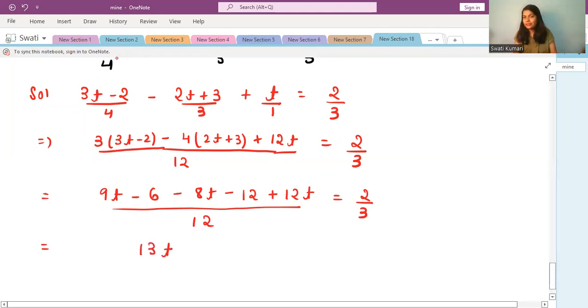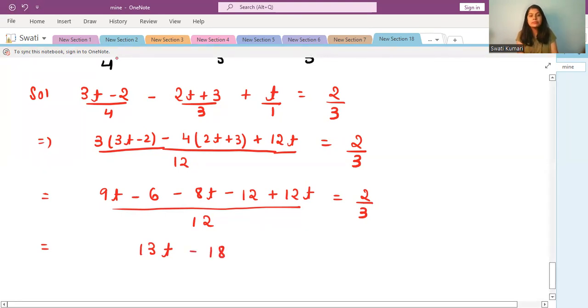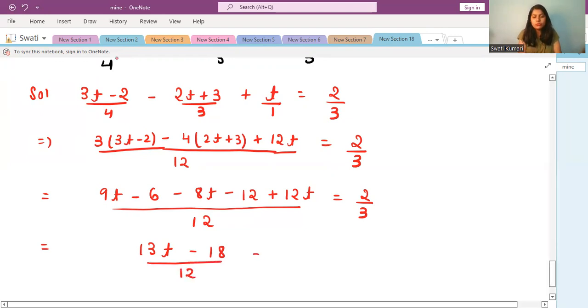So I have written this directly. Okay. Now minus 6 minus 12. Of course, this will become minus 18 because minus minus is plus. That means you have to add both the numbers. 6 plus 12 is 18. And of course, the bigger number is 12, and before the bigger number, the negative sign is present. So negative sign is there, upon 12 equals 2 upon 3.